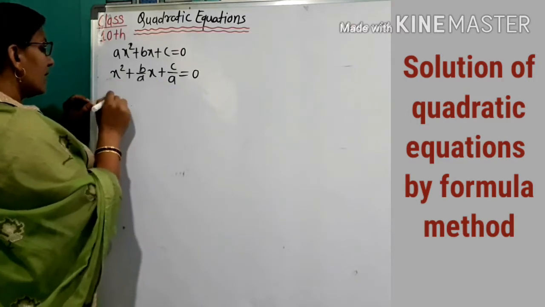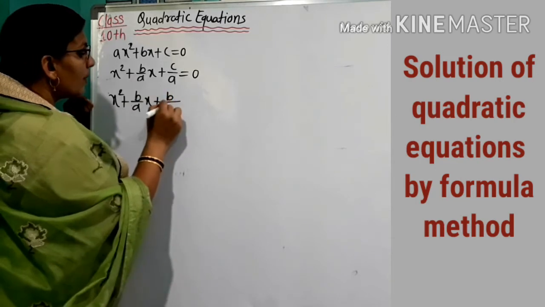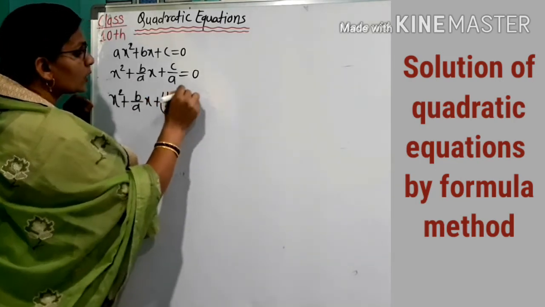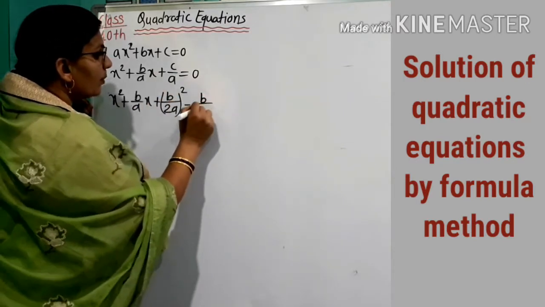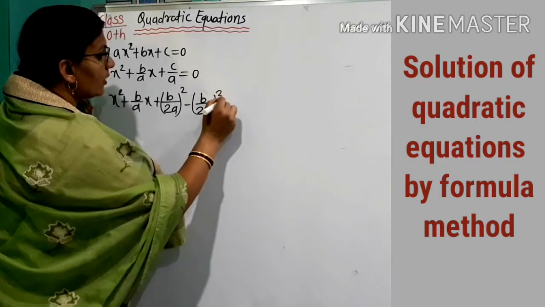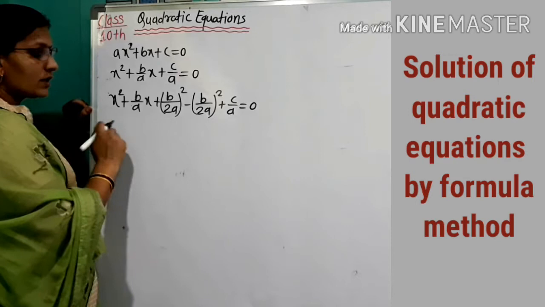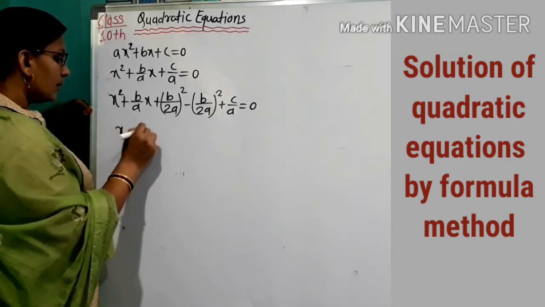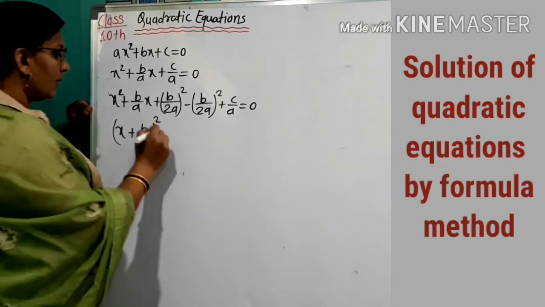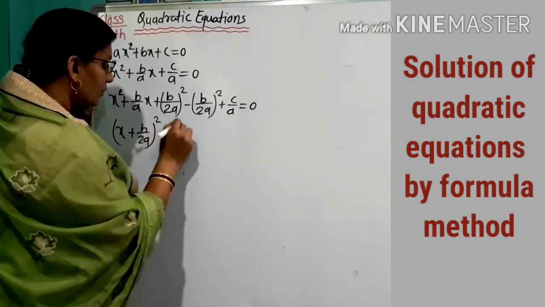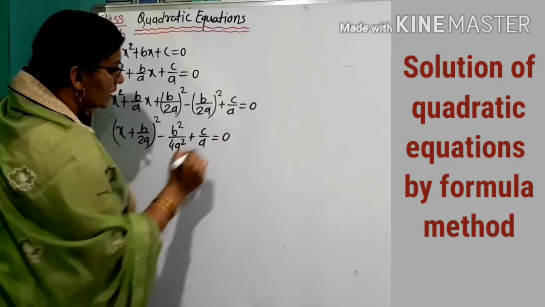The third term, by the completing square method, is (b upon 2a) whole square. If I add this term, I also subtract (b upon 2a) whole square, plus c upon a equal to 0. And this is the complete square of (x plus b upon 2a) whole square. And by solving this, b square upon 4a square minus... plus c upon a equal to 0.